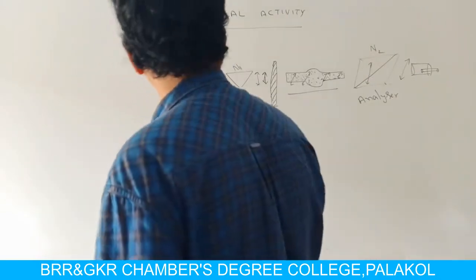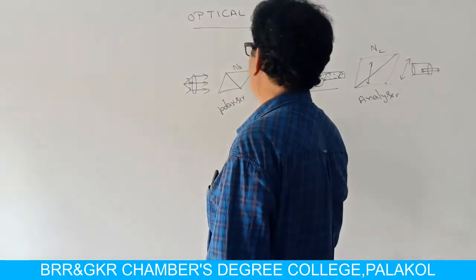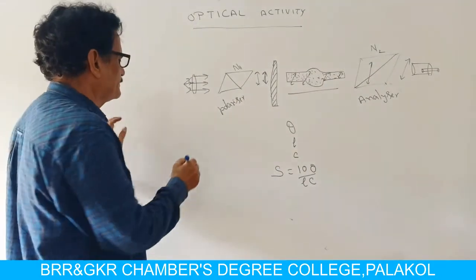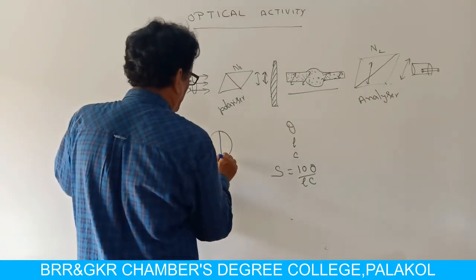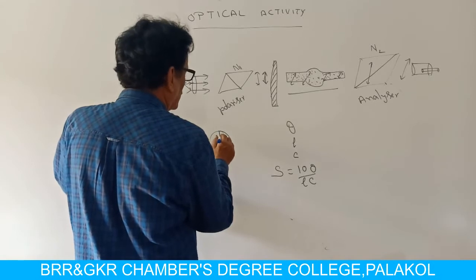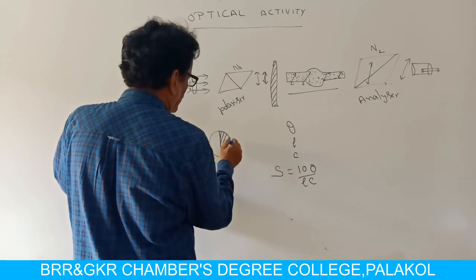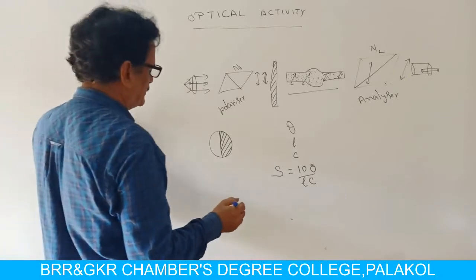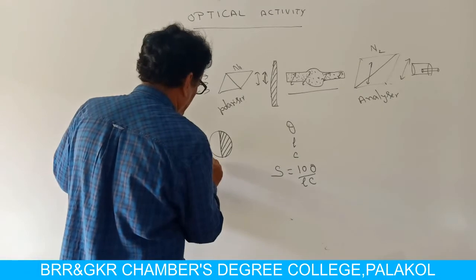So this is the use of the Lorentz half shade polarimeter. Here the half shade is made of two semicircles. One half circle is made of a quartz crystal, and the other one is made of glass.